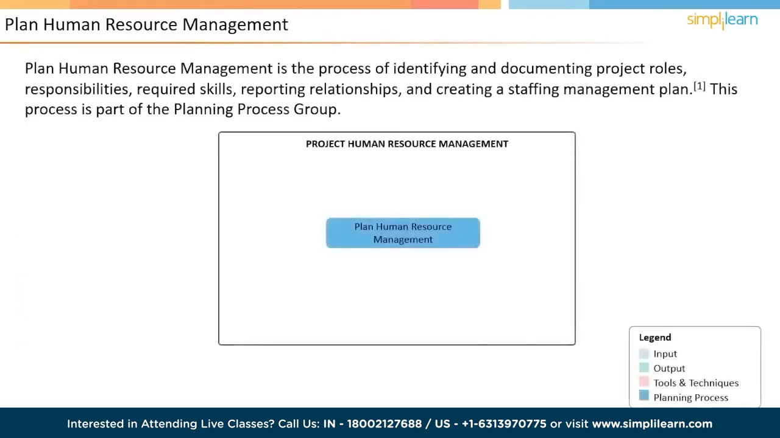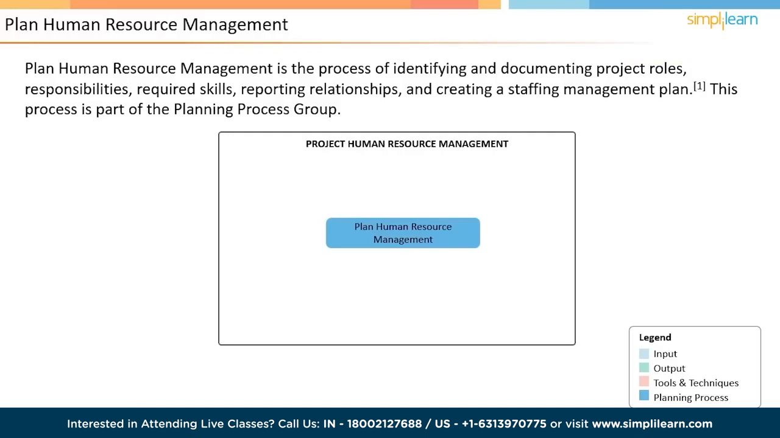Plan Human Resource Management is the process of identifying and documenting project roles, responsibilities, required skills, reporting relationships, and creating a staffing management plan. This process is part of the Planning Process Group. In addition to that, finalizing the project hierarchy of who reports to whom and designing the staffing management plan is also part of this process.